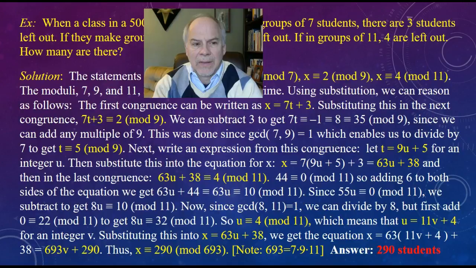Now, to get rid of that 63, what I did here is realize that 55 is a multiple of 11. So 55 is congruent to 0. And so 55 times u would be congruent to 0, because this is congruent to 0, so times u is 0. So 55u is congruent to 0. And then if we subtract 55 u's from 63 u's, you get 8 u's congruent to 10.